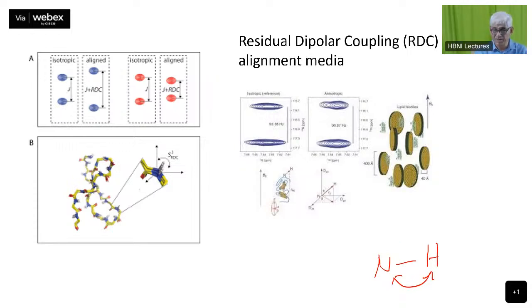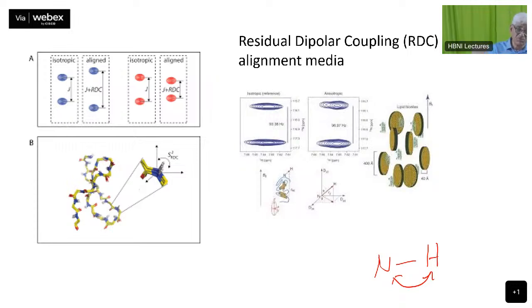It's free tumbling. If it is not free tumbling, if it is restricted in motion like this, a residual dipolar coupling will remain and that will appear along with the J. This is what will happen: two peaks which were separated by J, isotropic here, will now be separated by J plus RDC. RDC can go negative or positive, both, depending upon the orientation. It can decrease or it can increase.